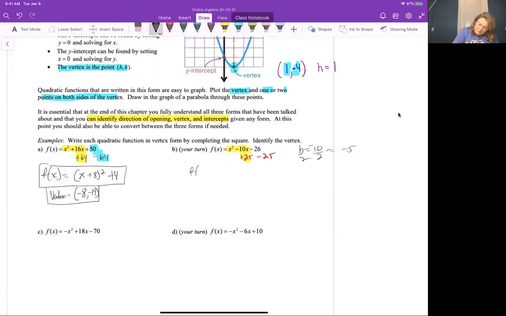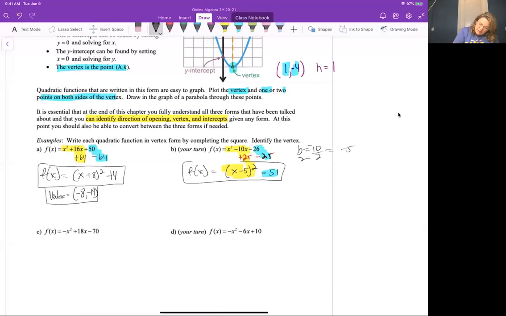And so I will get f of x is equal to x. Okay, so this is where people stress out. What's b divided by 2? It was -5. It will always be that. And we will square it. And then we have to combine -26 and -25, and that will be -51. And this is my perfect square. And this is the other half of that equation. And so now we have a very easy way to identify the vertex. The vertex in this situation is the coordinates.